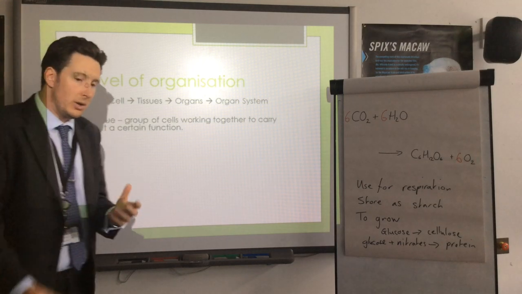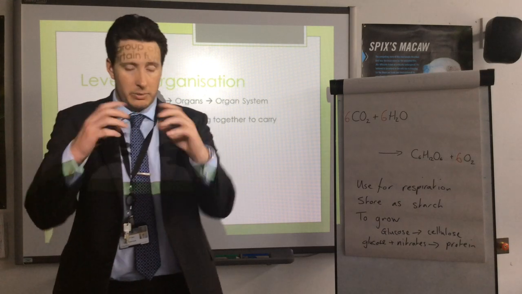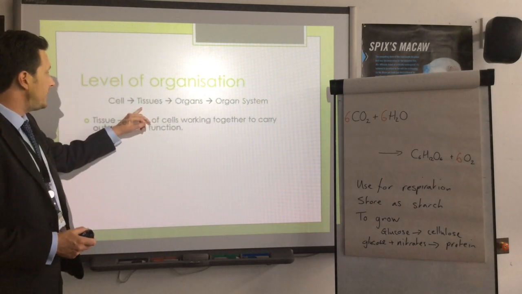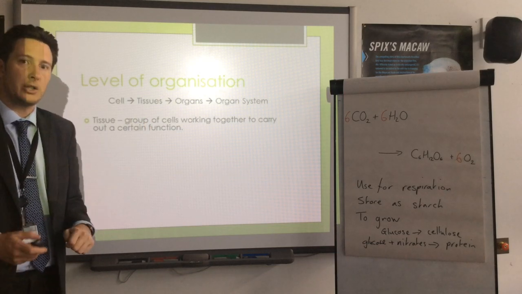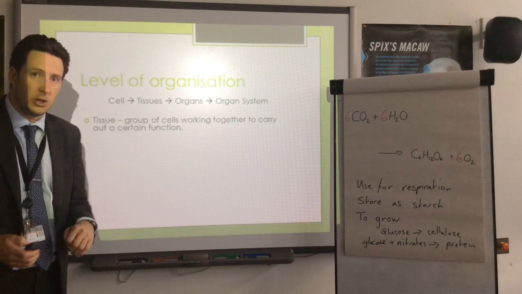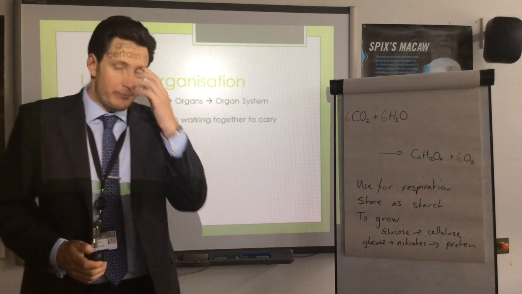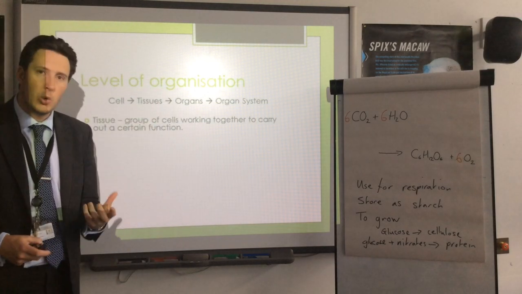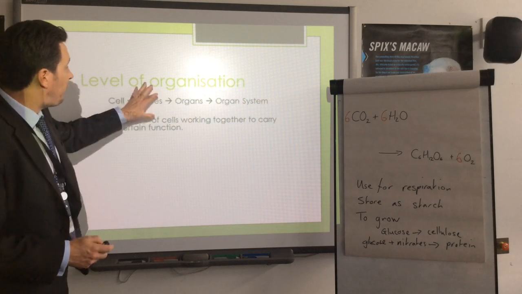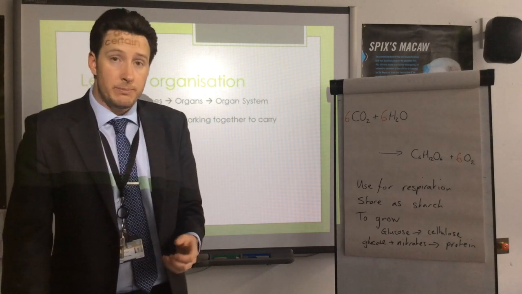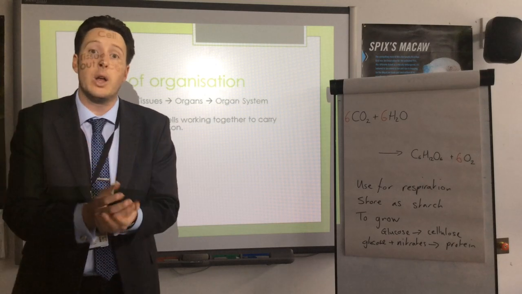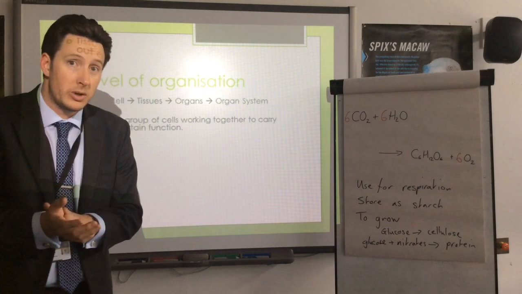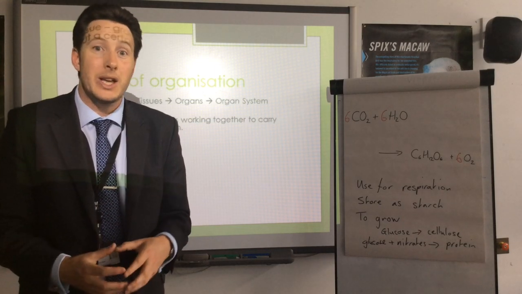It starts with a cell. Cells are the building blocks of all life, so we start with our single cell. A group of cells working together to carry out a specific function are called tissues. So if you put cells together all to do the same job, they become a tissue. If you have a group of tissues together which perform a certain role, then you've made an organ. And if you have a group of organs together to do a particular job in the body, you've got an organ system.